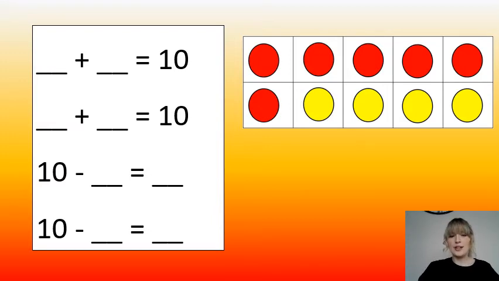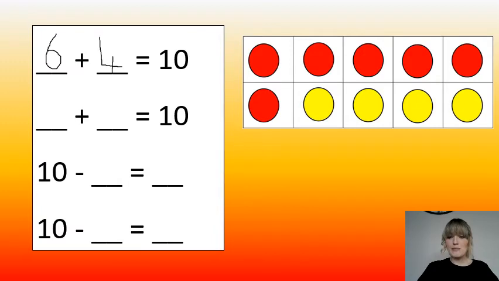So looking at the 10 frame, how many red counters have I got? Count them up for me. Well done if you know it's 6. So I know I've got 6 red counters. And what's my number bond? 6 and what makes 10? Count up the yellow for me. 6 and 4. So my first number sentence is 6 add 4 is 10. Say it with me. 6 add 4 is 10.